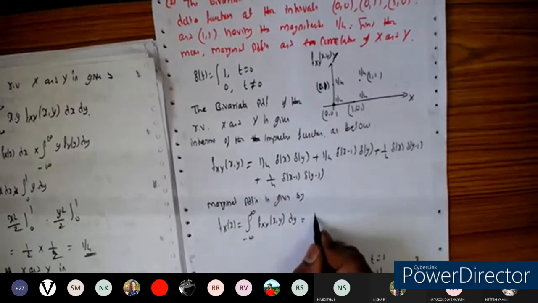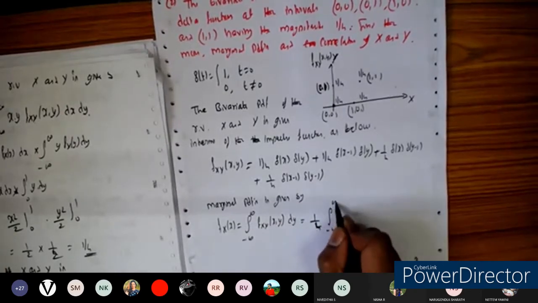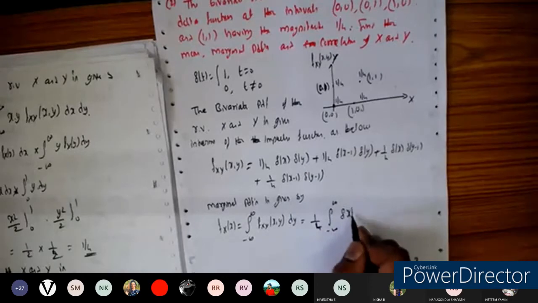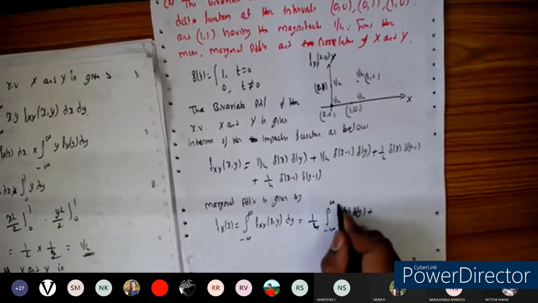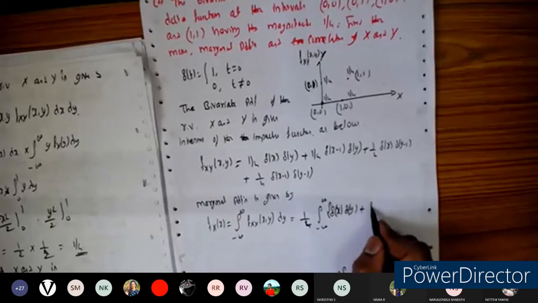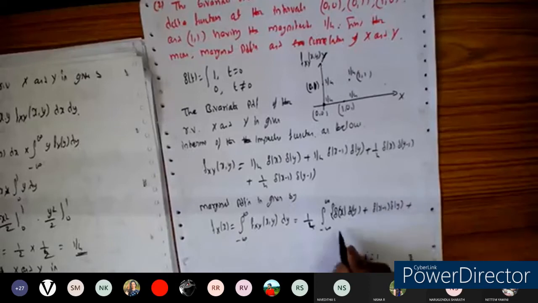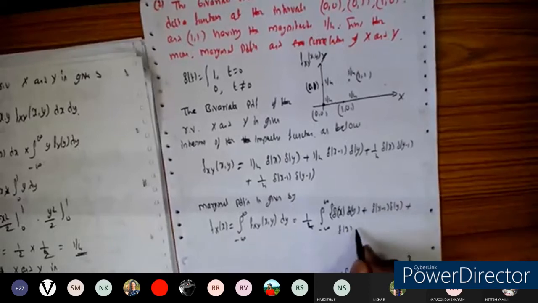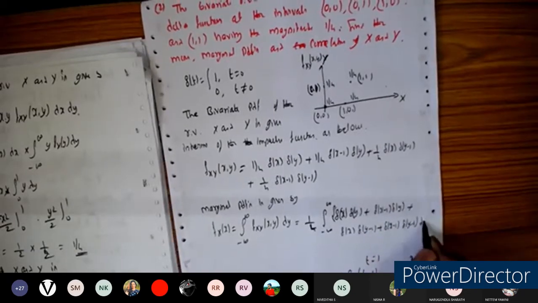So 1 by 4 is common. I'm going to take it outside here. So integral from minus infinity to plus infinity, delta of x into delta of y plus delta of x minus 1 into delta of y plus delta of x into delta of y minus 1 plus delta of x minus 1 into delta of y minus 1 into dy.